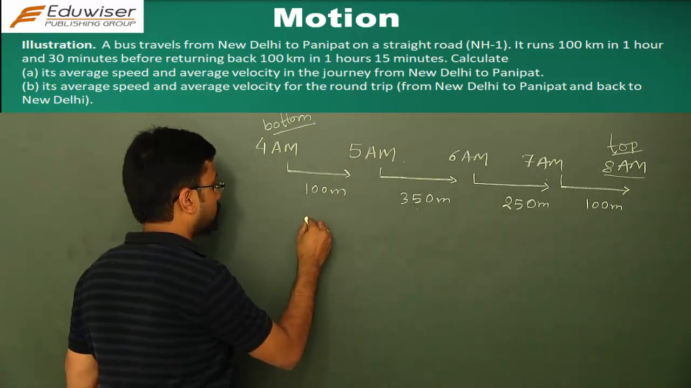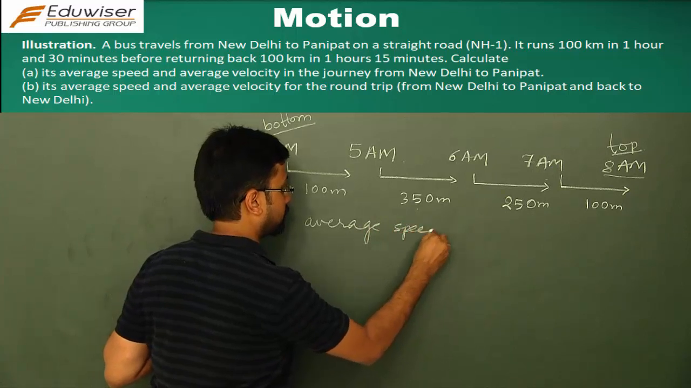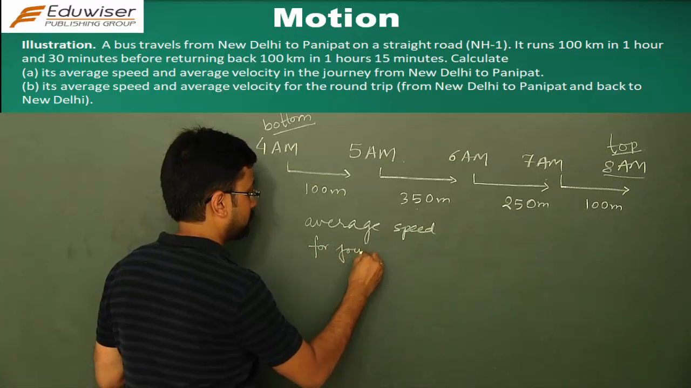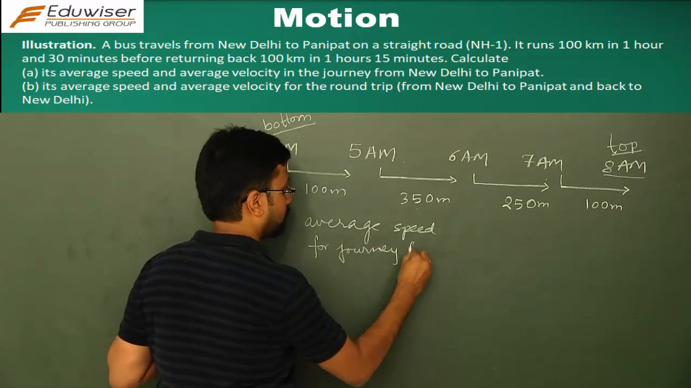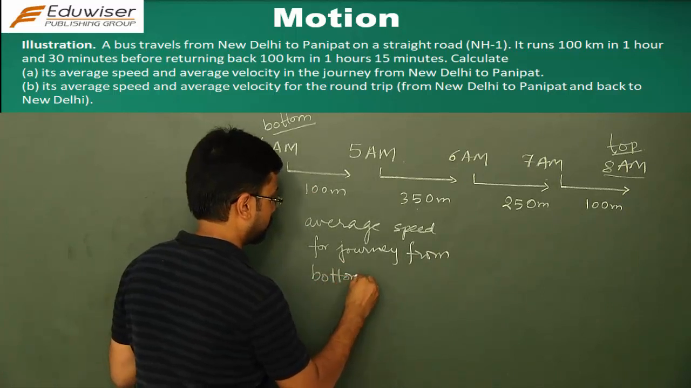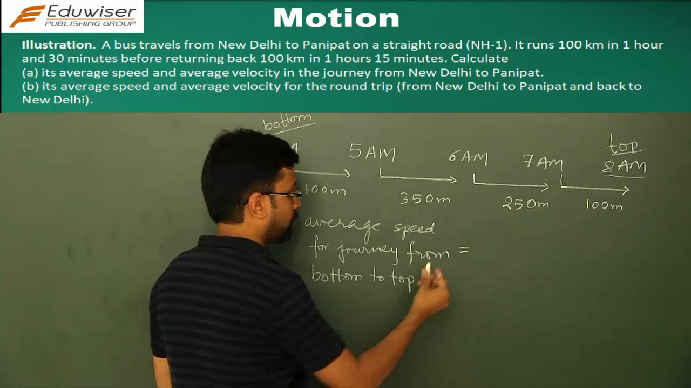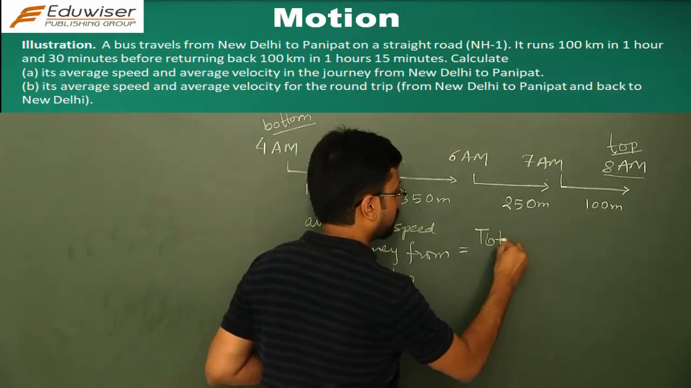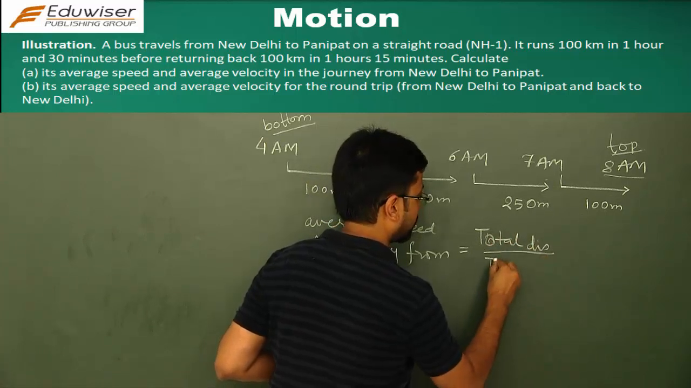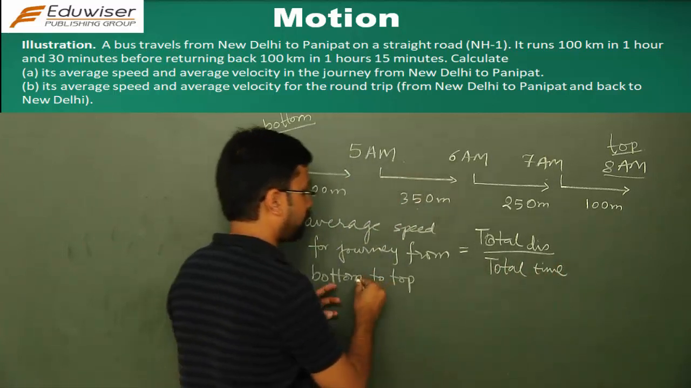The first question is to calculate the average speed for the journey from bottom to top. What was the formula for average speed? It was total distance divided by total time. This was the formula for average speed.